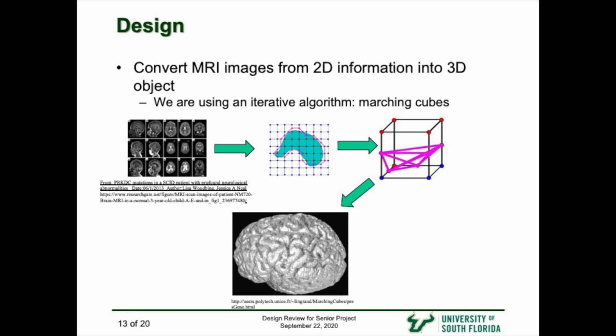To convert the MRI images from 2D to 3D, we are using the iterative algorithm Marching Cubes. For this, we are using Python, and with the diagram below, you can see, first of all, there's the images. Then through the scan, it's making these point vectors and connecting them. And then on the right, we can see the 3D representation of the start of a 3D model, and then on the bottom is the full 3D model.